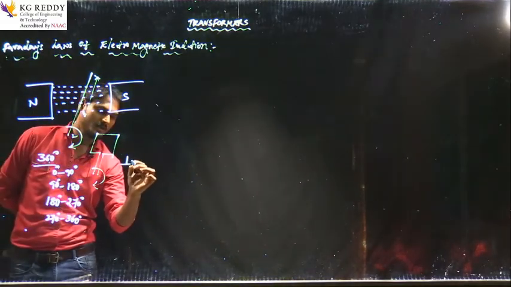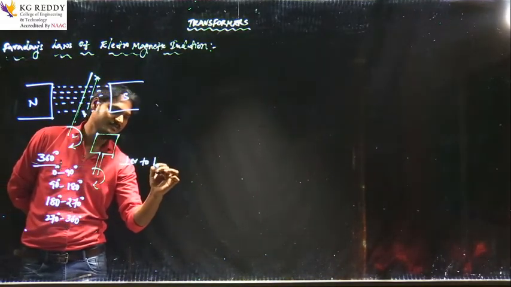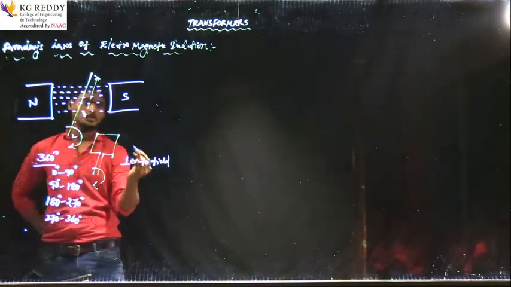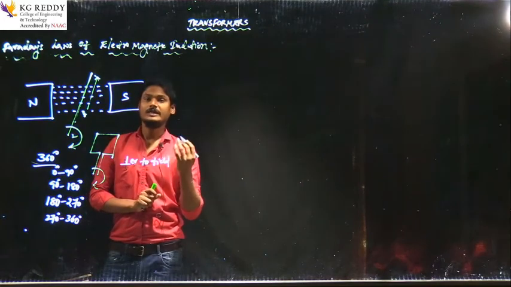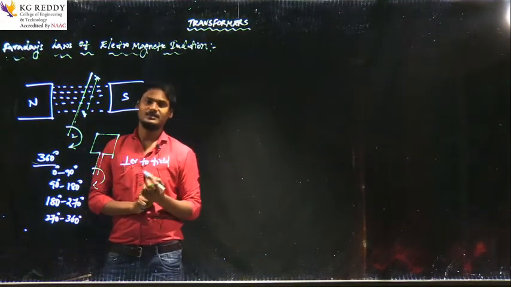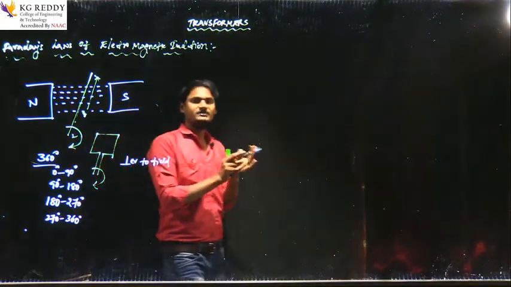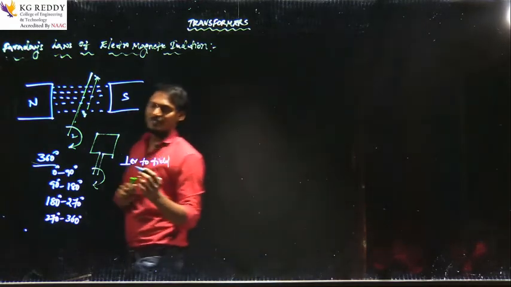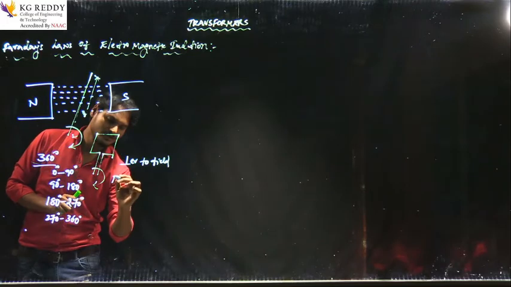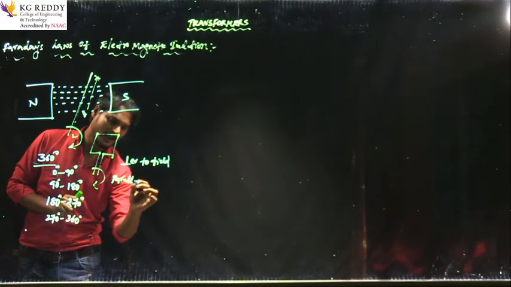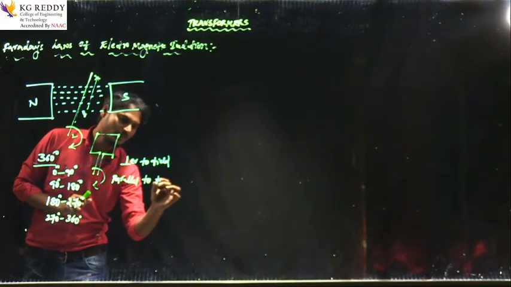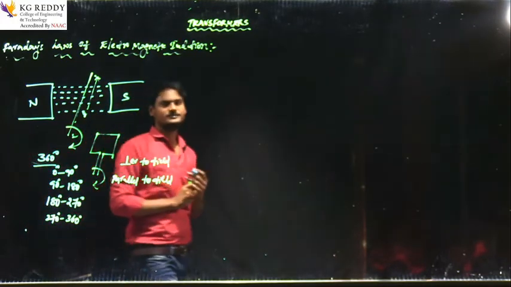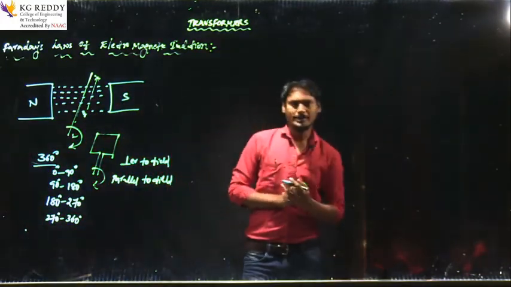Now if you see here, whenever this conductor is perpendicular to the magnetic field system, the EMF will be induced in the conductor. That means the total flux lines will be cut by this conductor. Now whenever this conductor is moving parallel with respect to the field system, there will be no EMF.